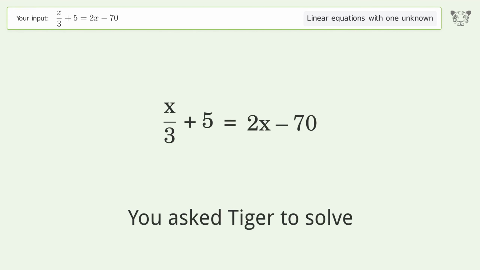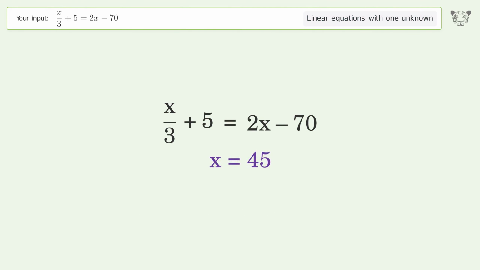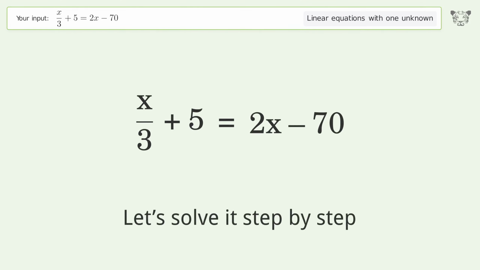You ask Tiger to solve. This deals with linear equations with one unknown. The final result is x equals 45. Let's solve it step by step.